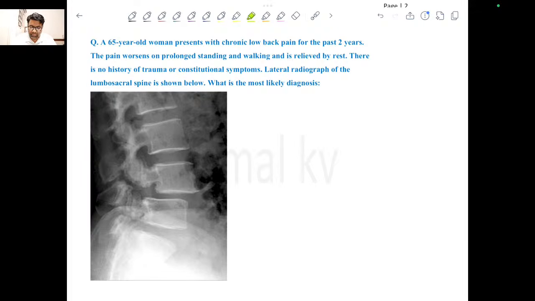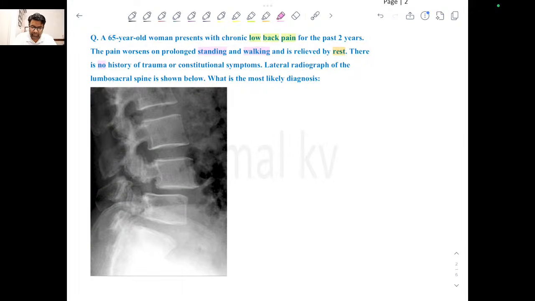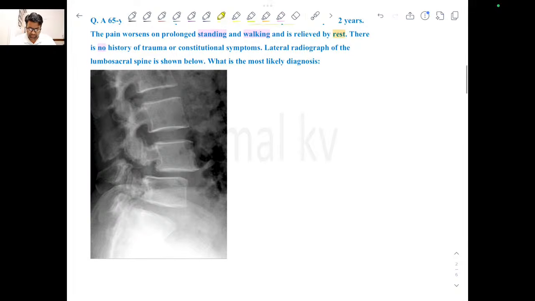An old lady presented with, again, low back pain, right? And the pain worsens on prolonged standing and walking and is relieved by rest. There is no history of any trauma or any other symptoms, and then the lateral X-ray of the LS spine has been given to you. Now what we can see here, this is the sacrum, this is L5, this is L4, this is L3, this is L2. Okay, so this is the numbering.